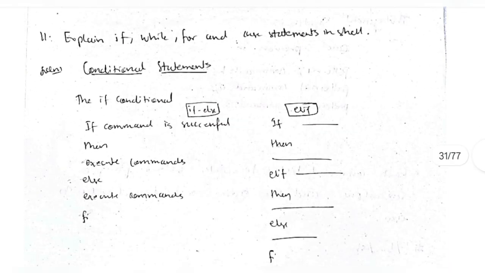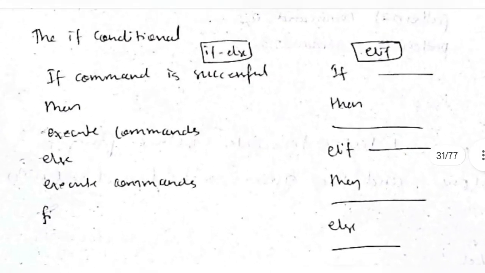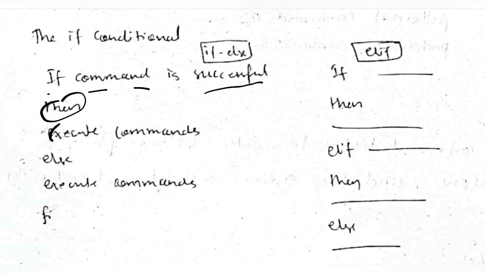Okay, and next question is about the if, while, for and case statements. So these are the syntaxes which you need to remember. Let's get started with the first conditional statement, which is if. So in if, what happens? If the condition is true, then we will execute something. So the syntax is as follows: if the command is successful, then execute command.